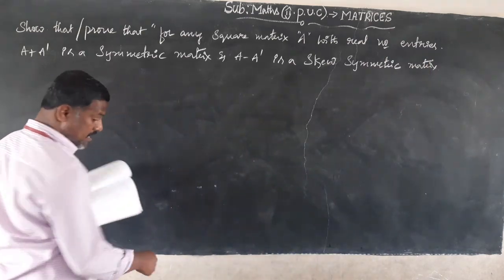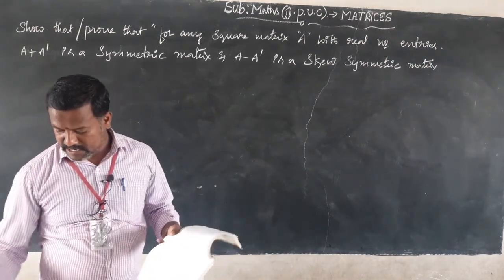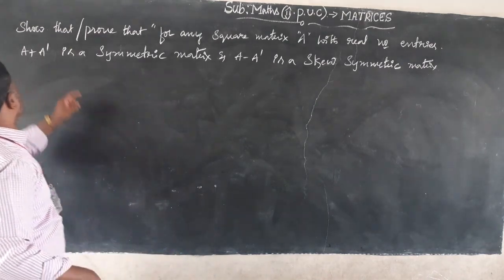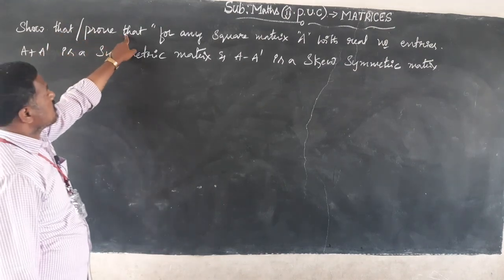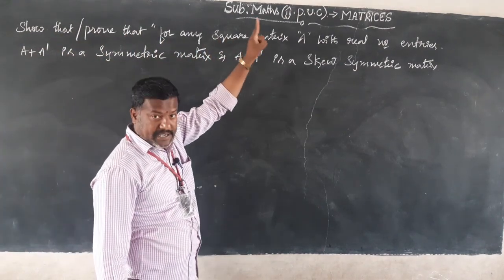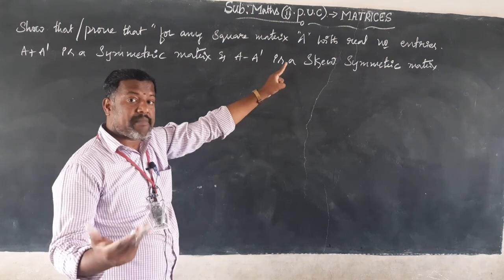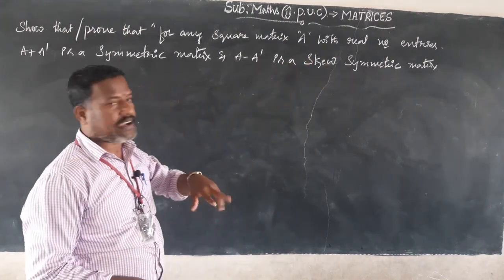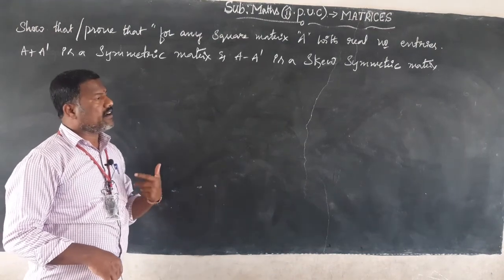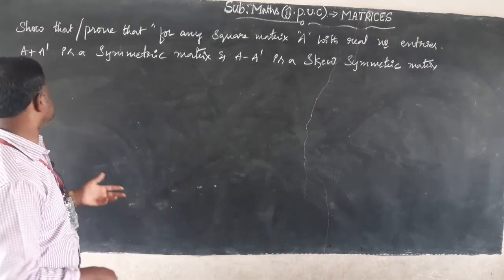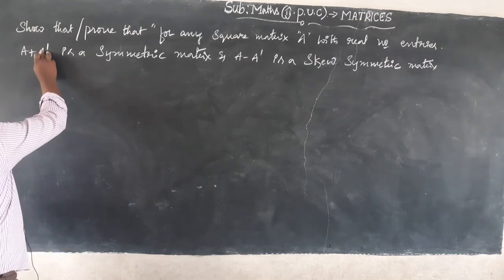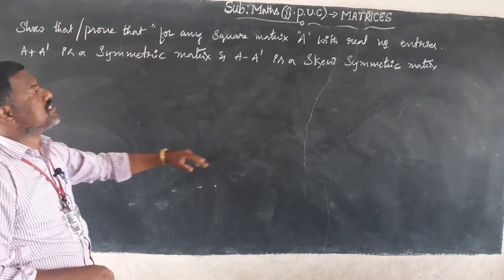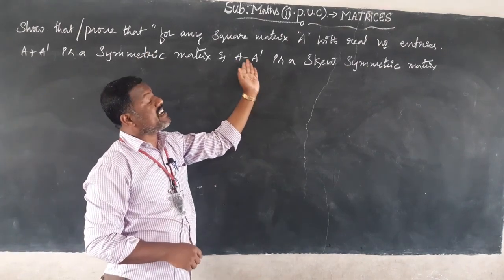First let us understand the question clean. Focus cleanly, children. Show that or prove that for any square matrix capital A with real number entries, okay, that should not be other than real number entries, A plus A dash, we have to show that A plus A dash is a symmetric matrix, A minus A dash is a skew symmetric matrix.